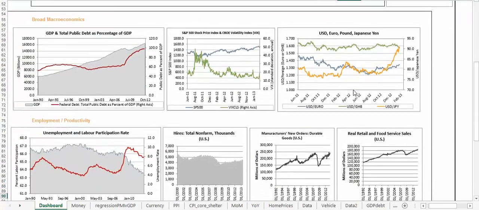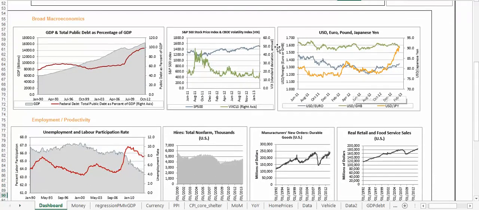These are broad macroeconomics. This is why you shouldn't be overly optimistic about the U.S. economy. You can see here, there are two axes, but everything's labeled. So federal debt, total public debt as a percent of GDP, it's 100%. So that's obviously not sustainable. It's going to have some long-term solvency issues with that kind of debt.